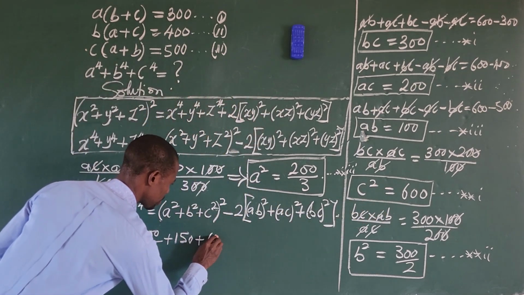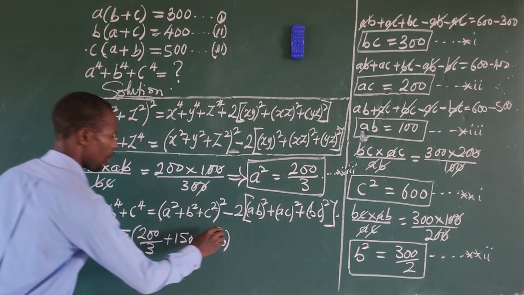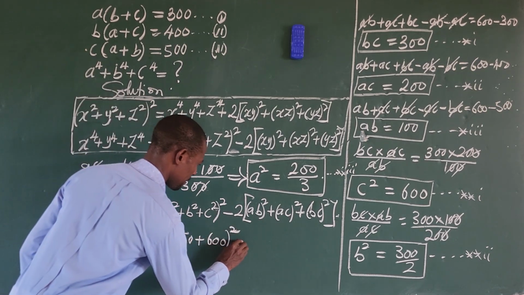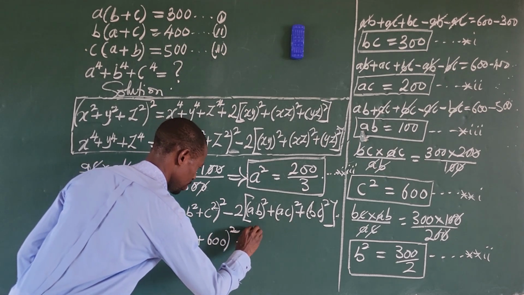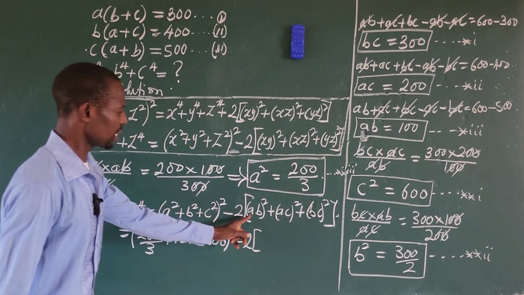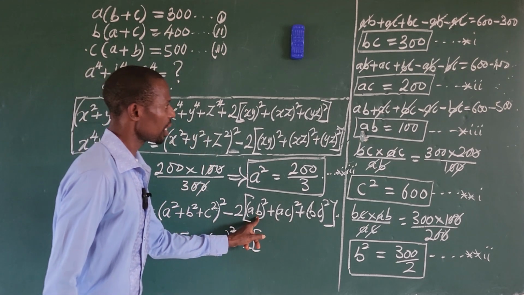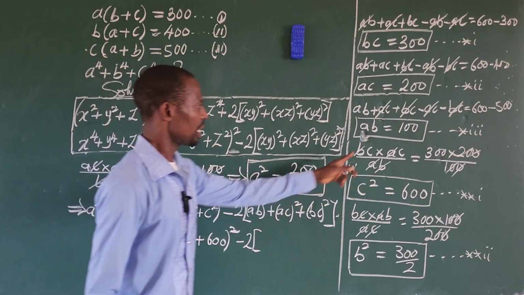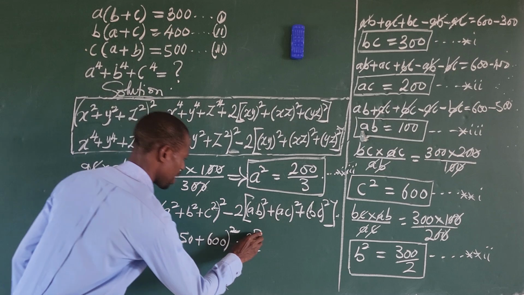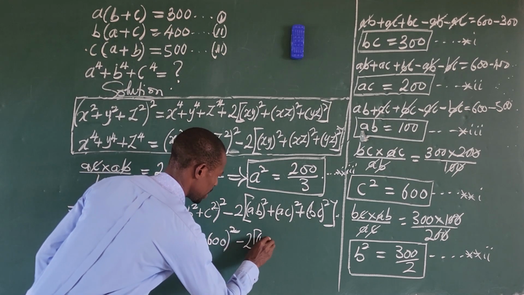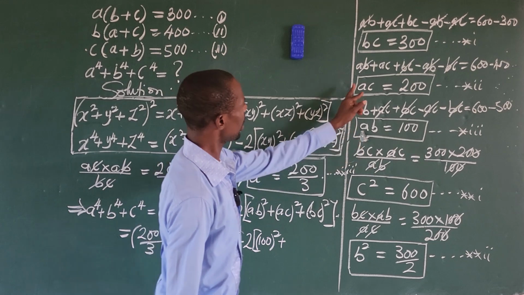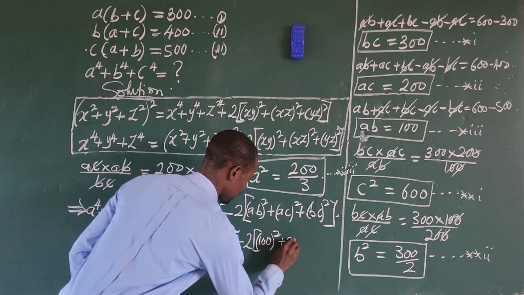So we have here (600)² . Then minus our 2 into our square bracket. What is our a times b? Have we calculated our a times b, which is our ab? Yes, it is 100. So here we have (100)², then plus our ac. Our ac is 200.